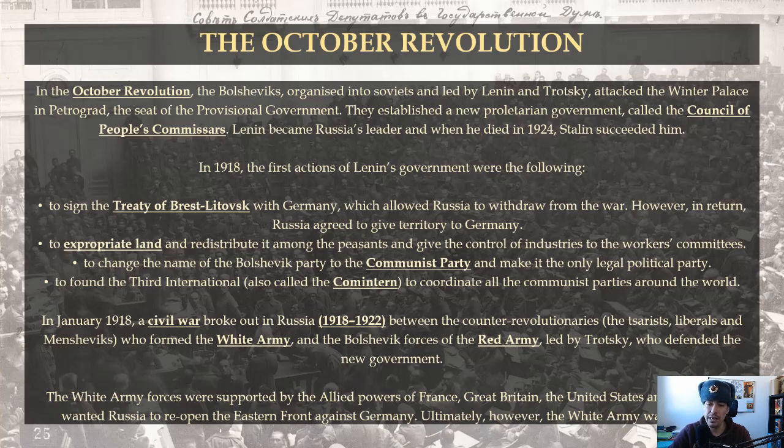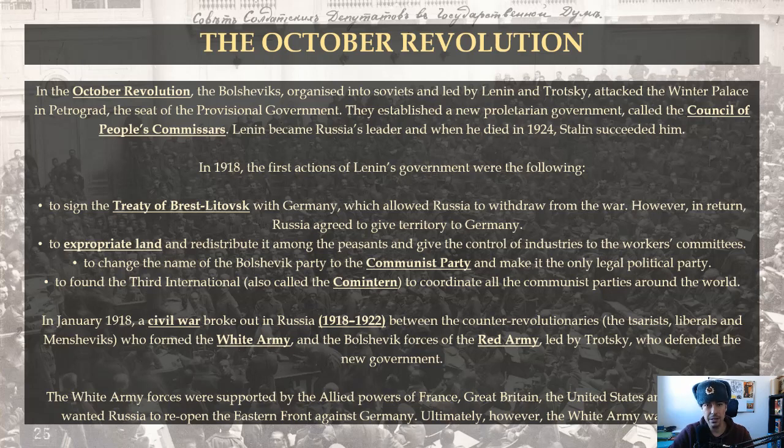And they also founded the Third International, which is called the Comintern, the Communist International, to coordinate all the communist parties around the world. And this Comintern will be very important in the Interwar period, but we will study that later. But after that, many people opposed this new workers' government, this Bolshevik government, so in 1918 a civil war broke out and lasted until 1922.